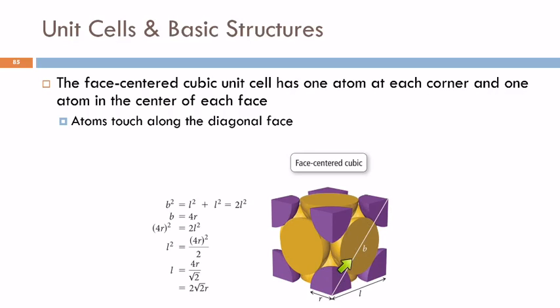Here's 1, 2, and then on the other side 3, 4, 5, 6 halves. So there are 3 gold ones, and again we have the eighth of the purple ones, and there are 8 of those. So this has 4 atoms in the unit cell. I'll tell you how many atoms make up that structure.